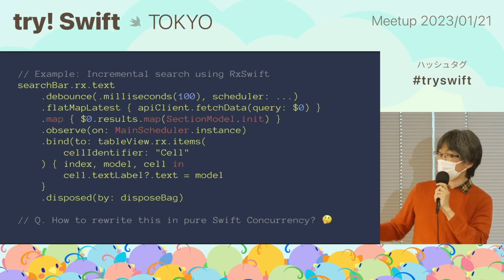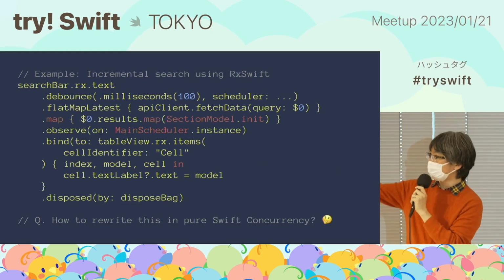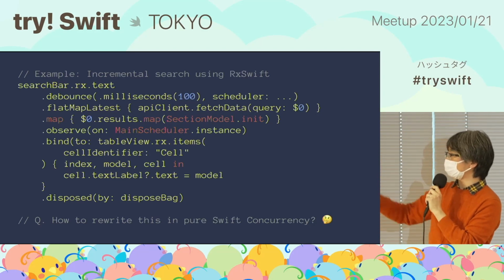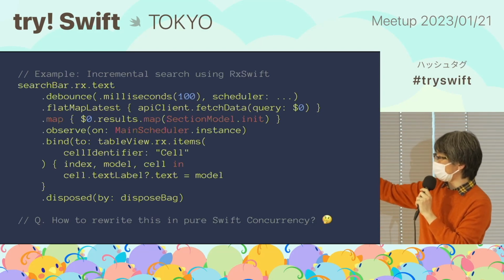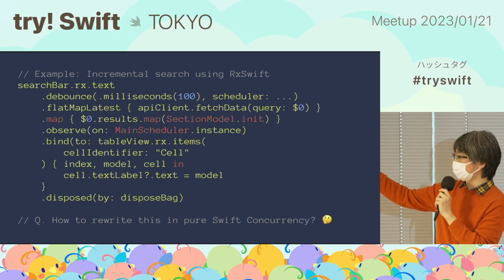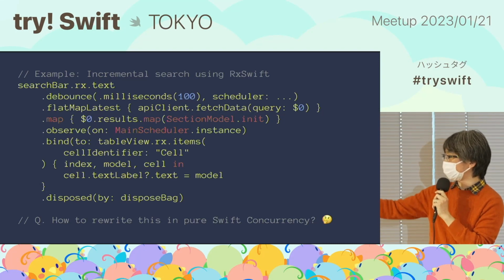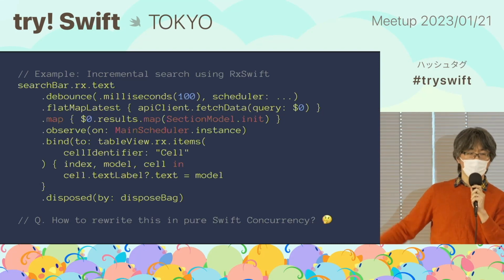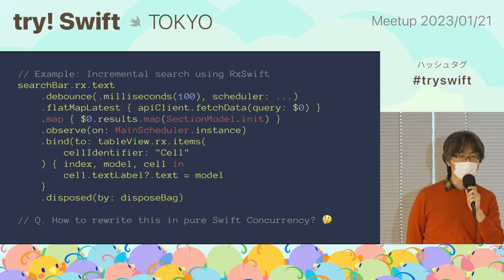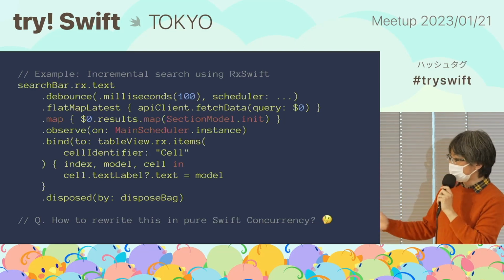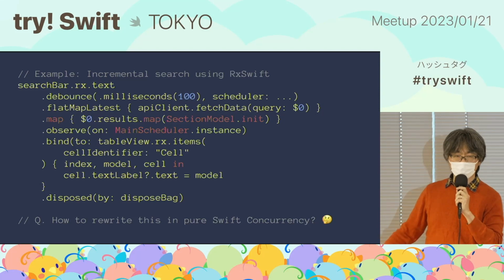Suppose we have Rx Swift code like this one. We observe the search bar's text changes, do the debounce, and flatMapLatest to pick up only the latest API call. Then we map to the results and switch to the main thread. We just bind to the table view so that the table view updates immediately. We write this kind of code in Rx Swift often, right? How can we do this in Swift concurrency?